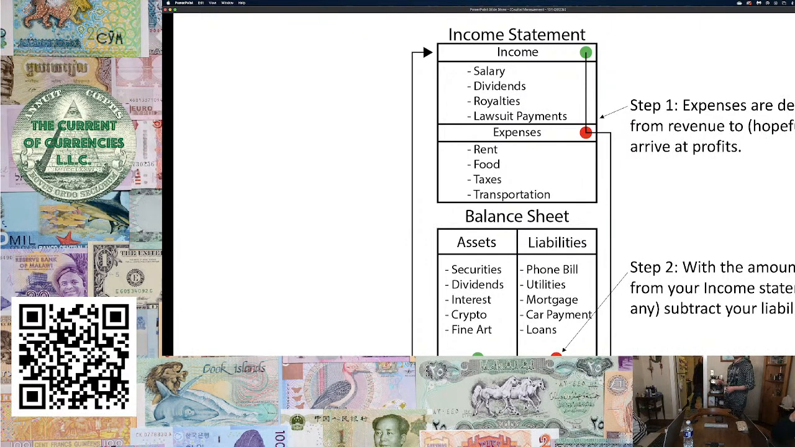All right, ready? So, with the amount left from our income statement, we are going to subtract our liabilities at that point. And hopefully, you would still be in a plus or at least break even at that point.